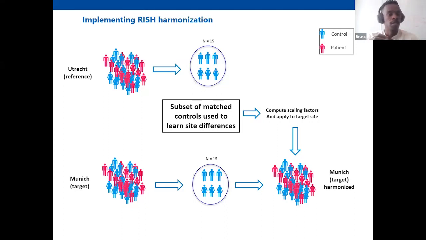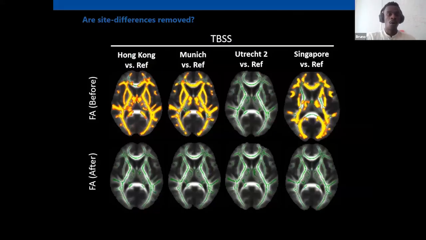And the way we do this is that we select one of the sites as a reference, and the rest of the sites we define as targets for harmonization. And using this subset of controls, we compute some scaling factors for the signal, and the scaling factors are then applied to the remaining data set to harmonize the data. So if we move to the next slide, I'll show you how these differences in diffusion actually look across sites.